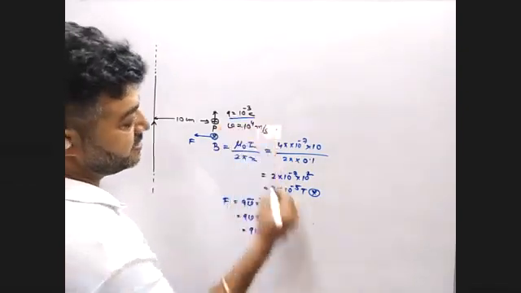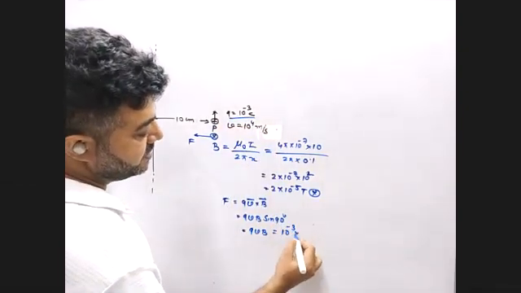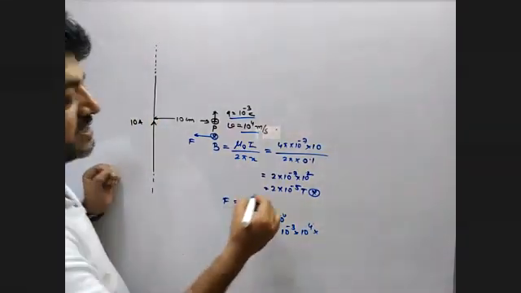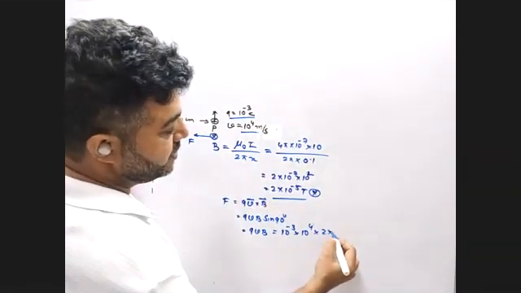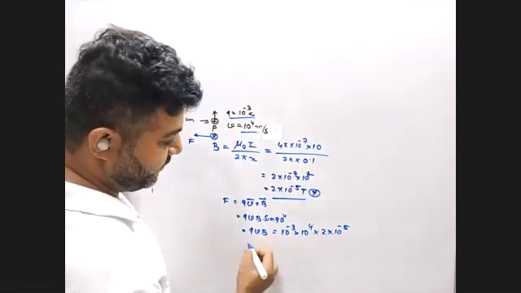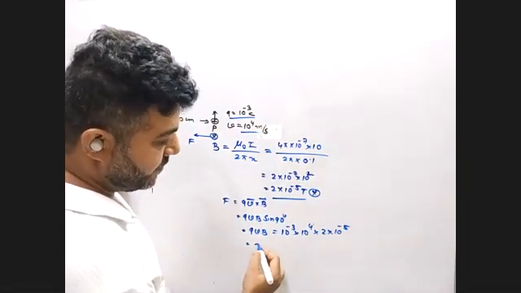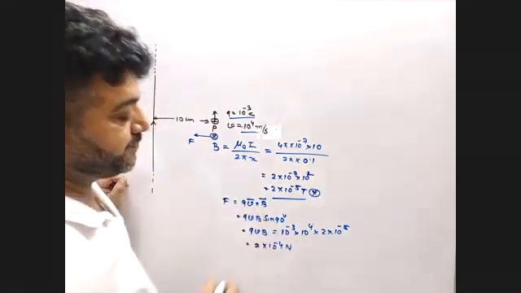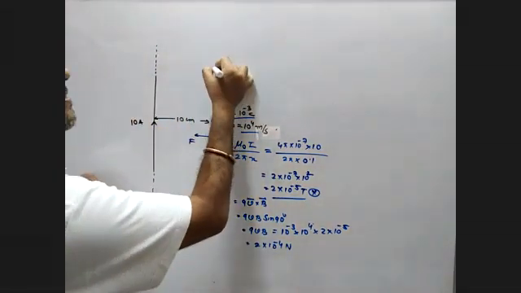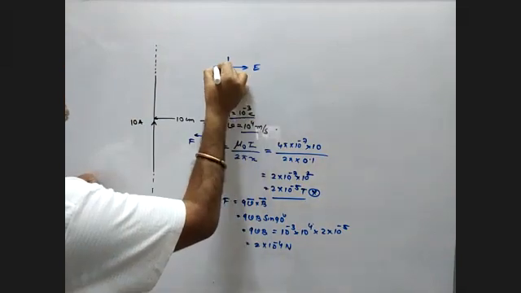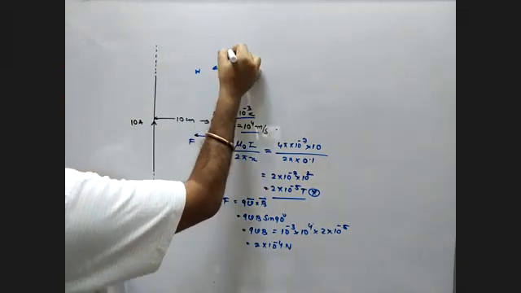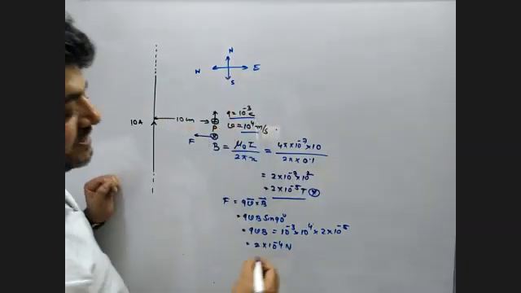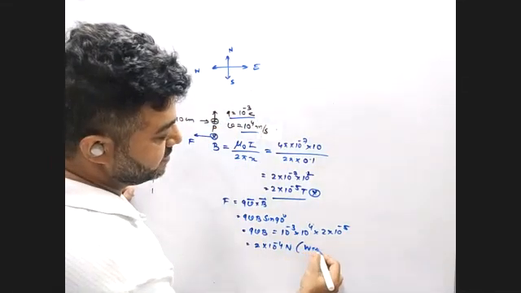Charge is given 10 to the power minus 3. Velocity is given 10 to the power 4. Magnetic field we found 2 into 10 to the power minus 5. So how much is it? 2 into 10 to the power minus 4 Newton. Now the direction: if this is my east, this is my west, this is my north, this is my south, the force is acting towards the west. So we can say west.